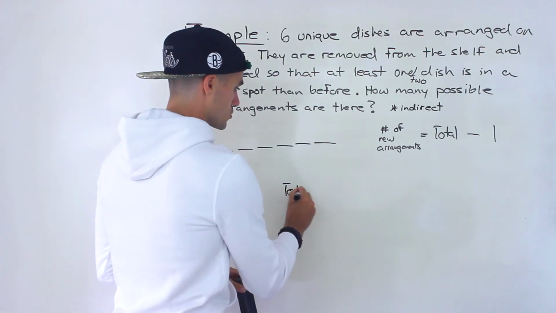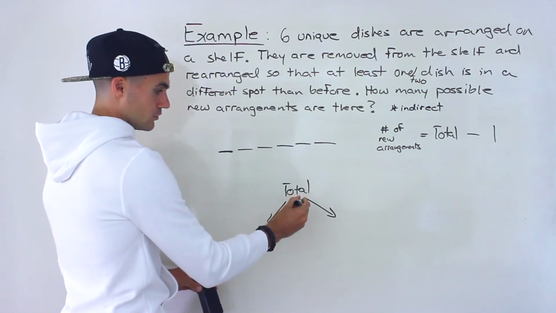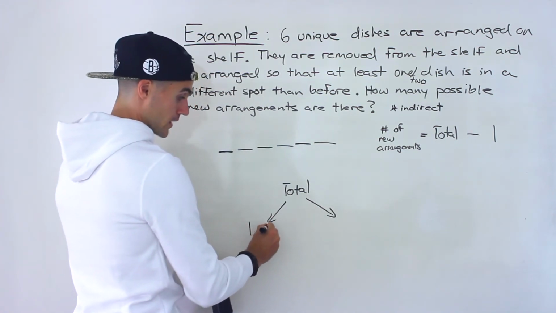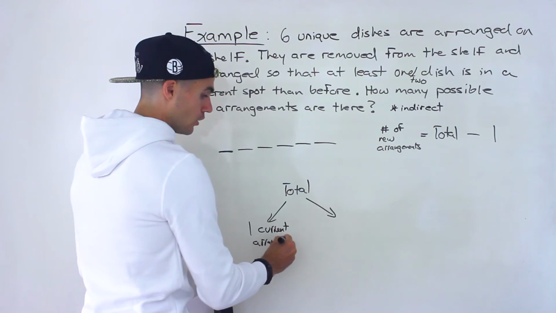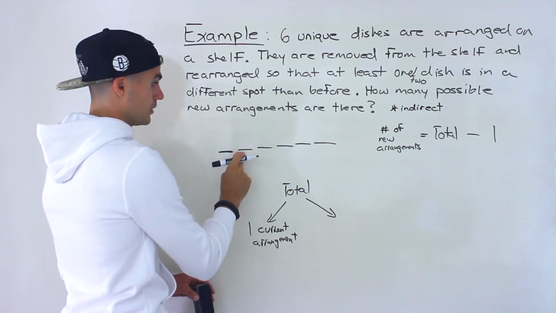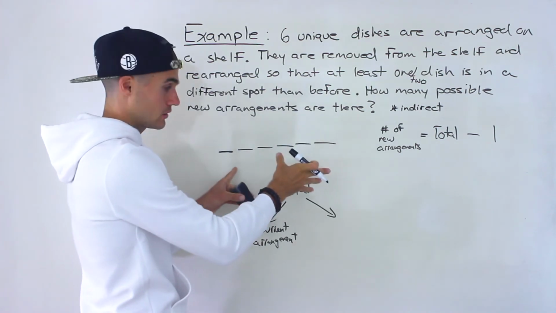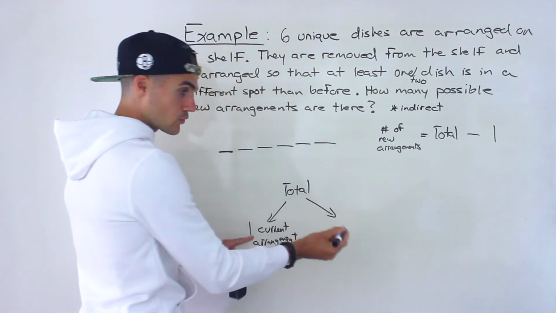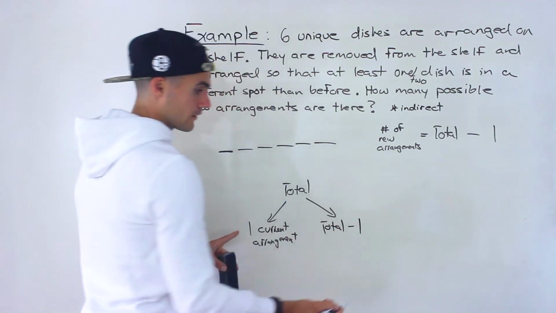So from the total, just to show you this more visually, there's one current arrangement. There's only one way for that to happen, right? All of these dishes, all 6 are unique, right? So this is like a spoon, a plate, a fork, etc. There's only one way to arrange it how it is currently. So the possible rearrangements, the new arrangements, would just be that total minus that 1.